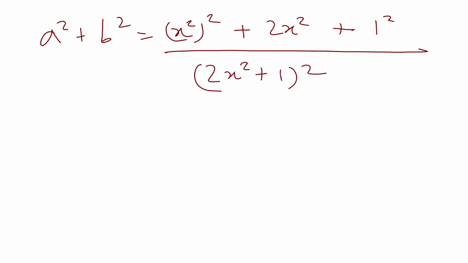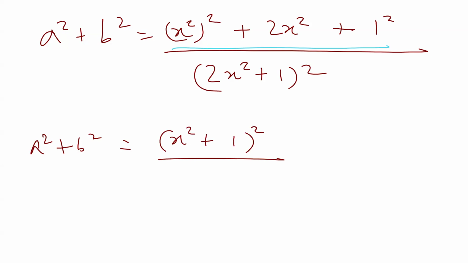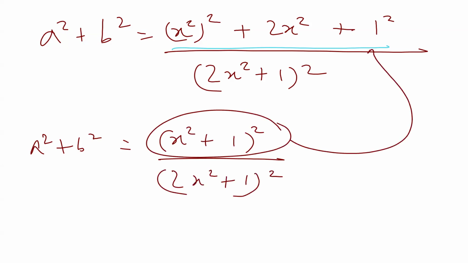Now if you take a look at the numerator, it is the expansion of (x square plus 1) the whole square. Okay. So if you expand this, you'll get the numerator entire part. Hence proved. This is what was supposed to be proved in the first place. So this is how we have completed this particular problem.